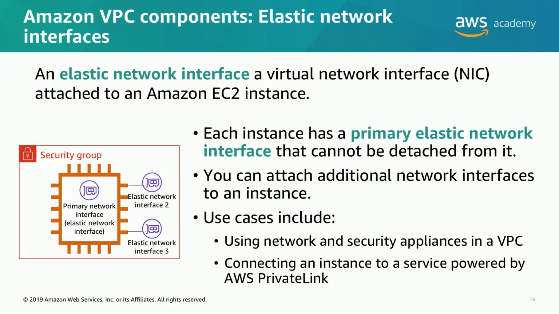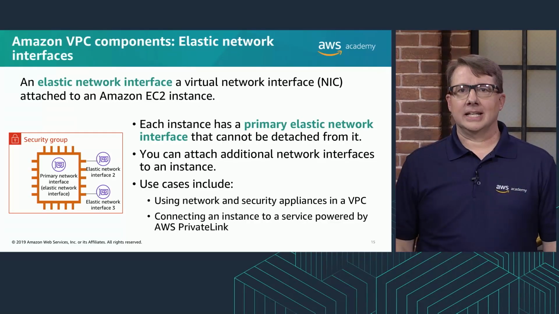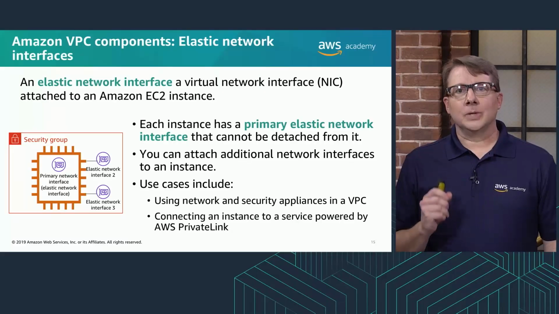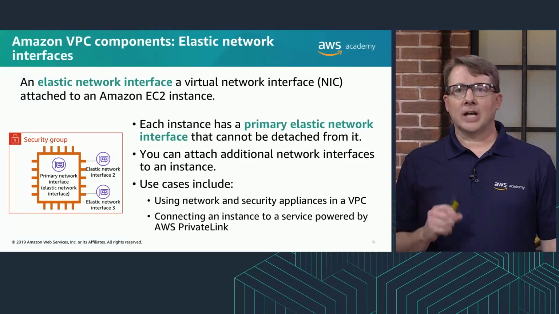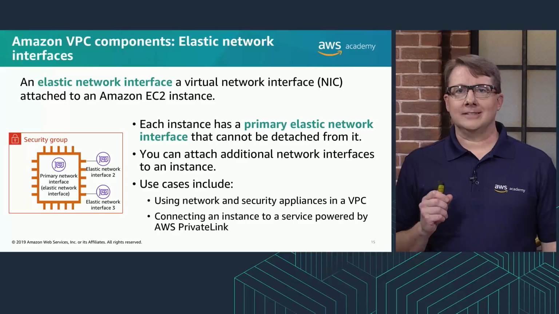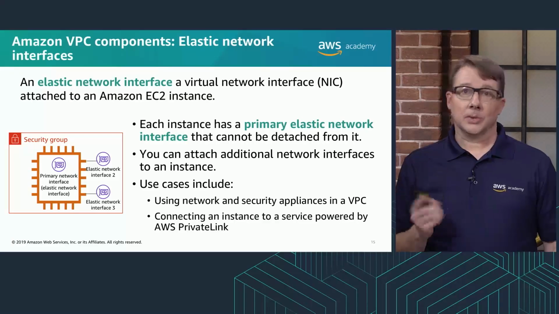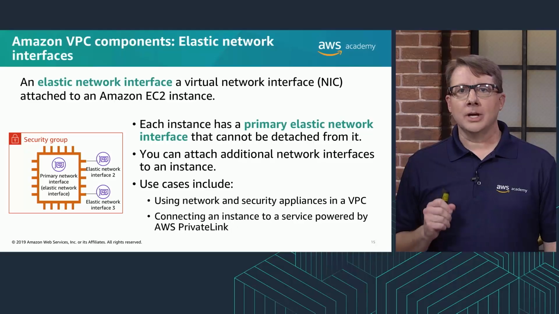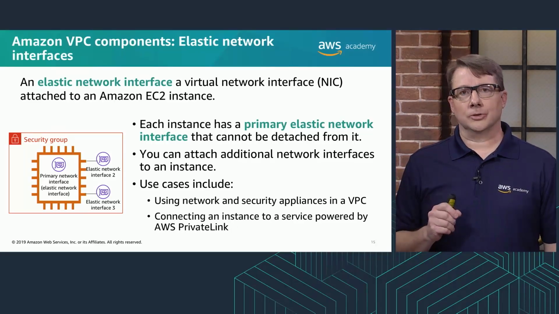As we mentioned before, an elastic network interface is also called a network interface. The Elastic Network Interface is a virtual network interface, or NIC, that is attached to an EC2 instance. It provides the connection point that allows an instance to communicate with a network. Each network interface has one primary IP address plus additional secondary IP addresses. It also has its own media access control, or MAC address, and its own security groups.